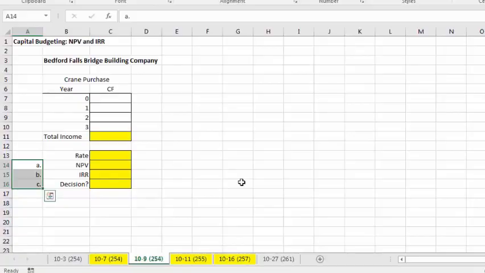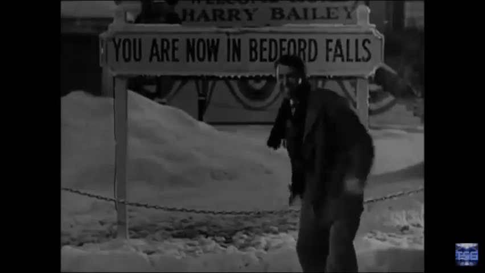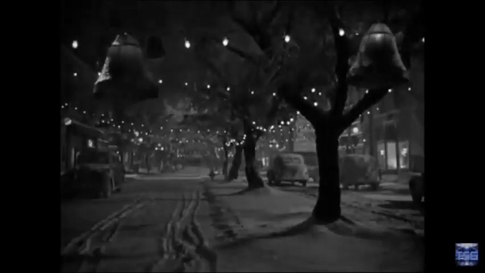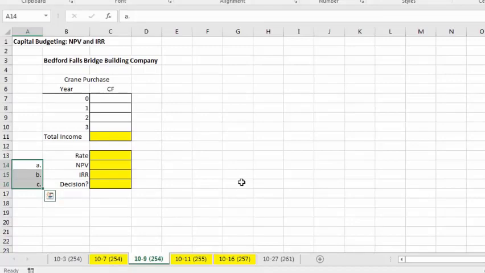Problem 10.9, it says the Bedford Falls Bridge Building Company is considering the purchase of a new crane. George Bailey, the new manager, has had some past management experience while he was the chief financial officer of the local savings and loan. The cost of the crane is $17,291.42. That's going to be our outflow, minus $17,291.42. And the expected incremental cash flows are $5,000 at the end of year 1, $8,000 at the end of year 2, $10,000 at the end of year 3.